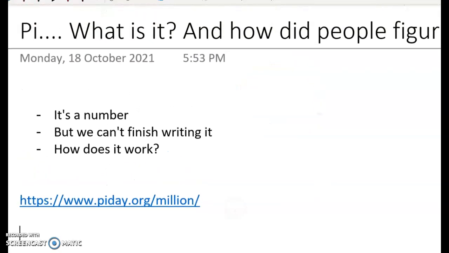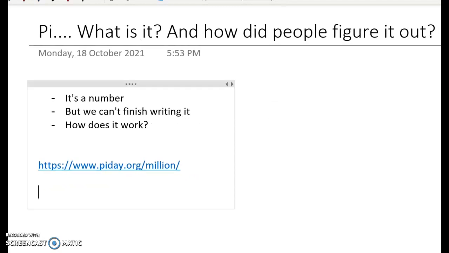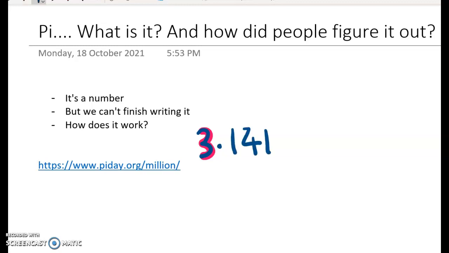So what is pi? Well, pi is a number, but we can never finish writing it, right? So it never ever repeats. It's called an irrational number, and it goes on forever. And it starts off like this. So the first few digits of pi go like this, 3.141593, and on it goes.